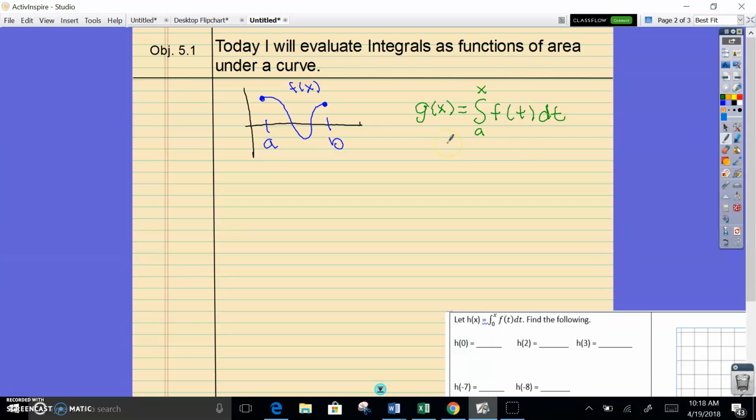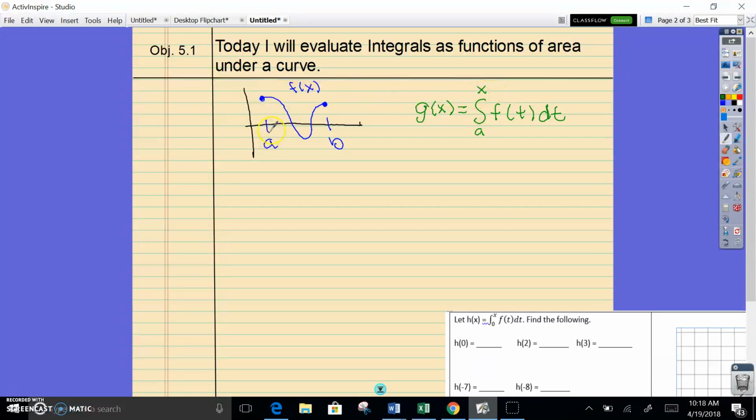Okay, welcome back. In this video, we are going to be explaining a little bit more of what we went over in class yesterday about areas under the curve. I just want to review with this graph here that I have: f of x starts at a and goes to b. The blue curve is your f of x. We're going to define g of x as the integral from a to x of f of t dt. x represents your stopping point.